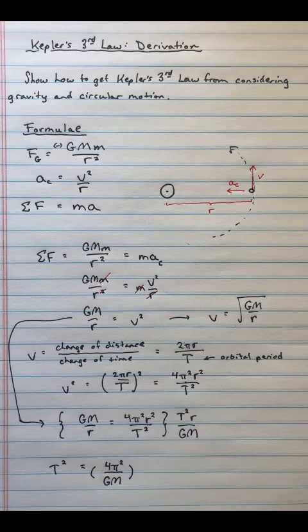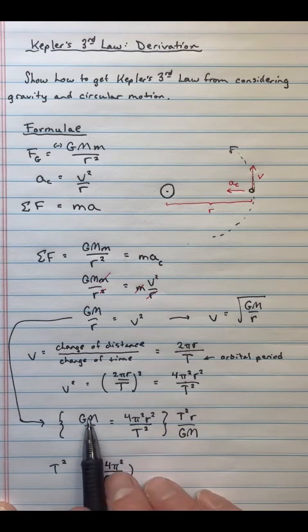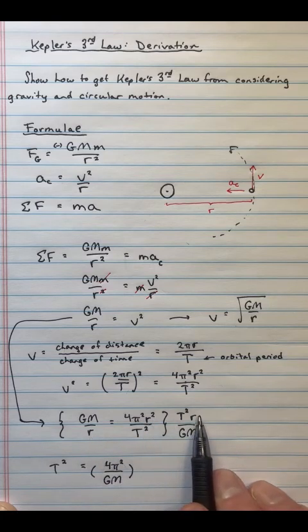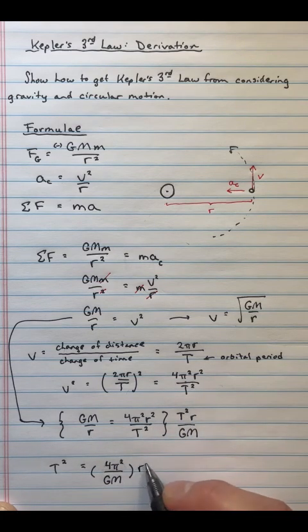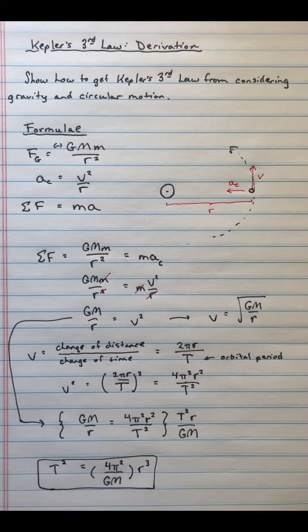So 4 is a number, pi is a number. Obviously, they don't change values. G is a constant of nature. It's something that doesn't change. And M is the mass of the sun. Okay, so we're going to leave that alone. Last bit, if I multiply everybody by little r, r divided by r on the left cancels. r squared multiplied by r on the right gives me r cubed. And so this is our result, the generalized version of Kepler's third law of planetary motion.